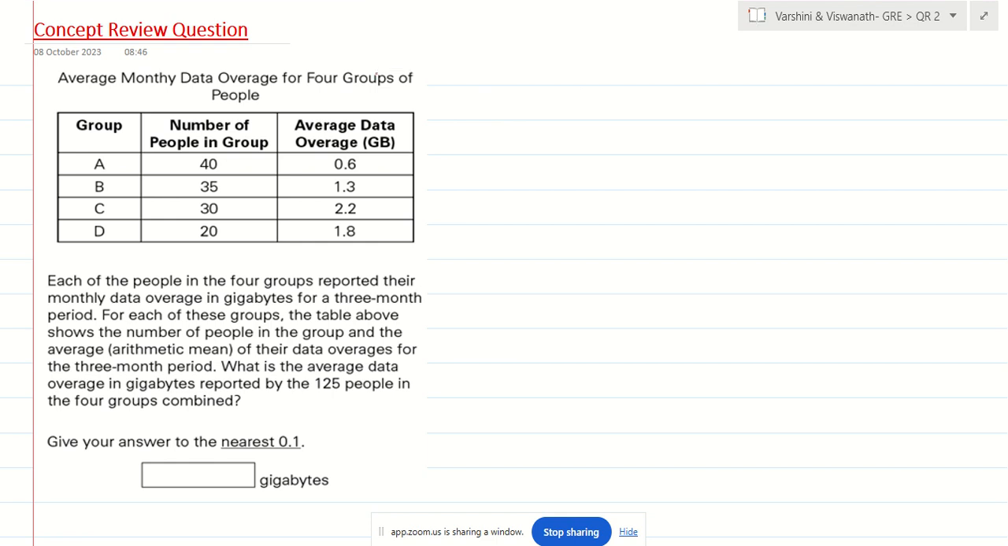Did you understand the question? What is the question and the concept? Which concept is this? Tell me. Average, weighted average. Correct. We have different groups. See, we have 40 members. I have the average here. 35 members, another group. I have the average here. 30 members, I have the average here. 20 members, I have the average here. I can find out all the summations together.